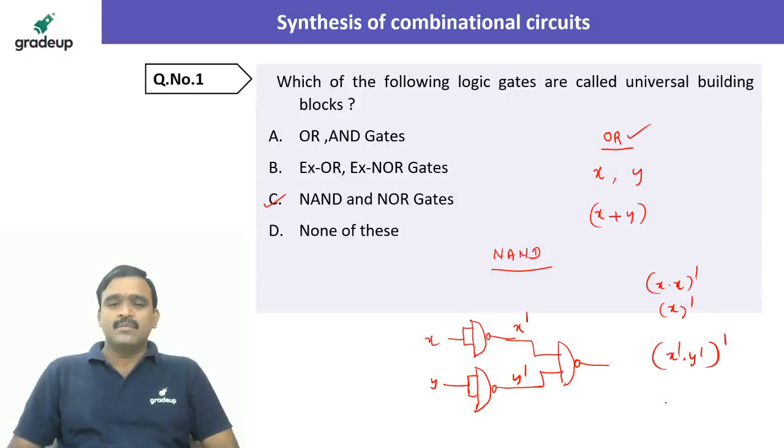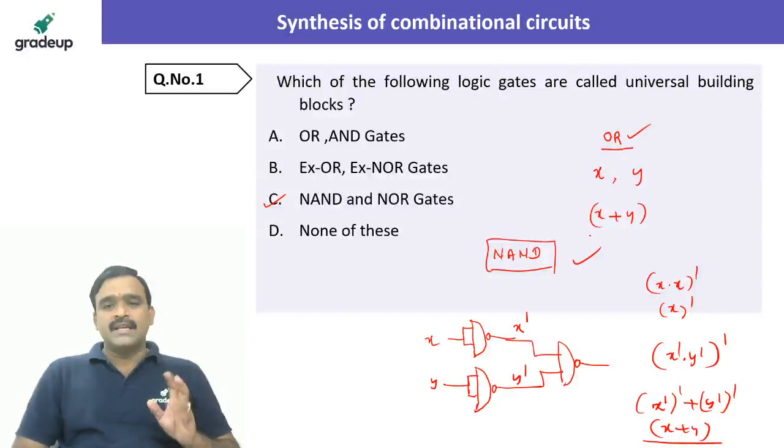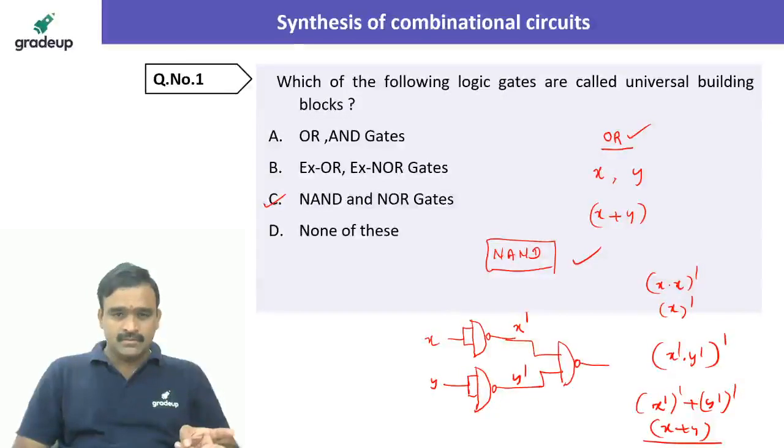AB whole dash is nothing but what? A dash plus B dash. So that is nothing but X dash whole dash plus Y dash whole dash. This is nothing but X plus Y. So we are realizing the OR gate making use of three NAND gates. I hope you understood how the NAND gate is used to realize any type of circuit. That's why NAND circuits and NOR circuits are called universal building blocks.